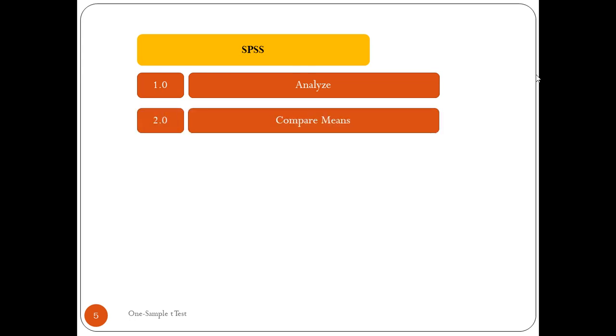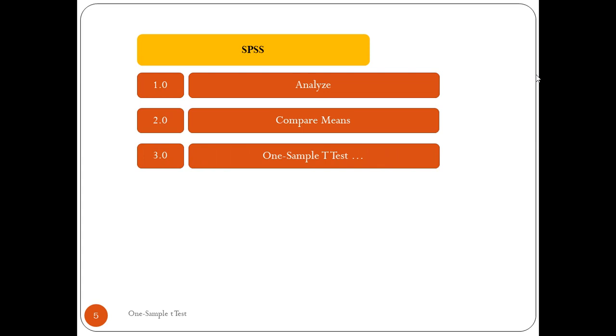Step number two is to go to compare means. It's very easy. Step number three is to go to one sample t-test. No worry, everyone. We have real data to demonstrate for demo. Not a problem. We're gonna go to SPSS as soon as possible.